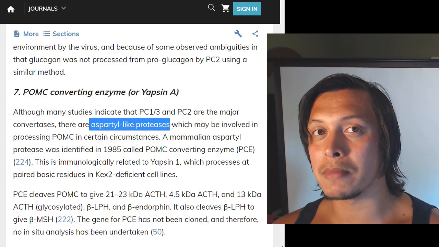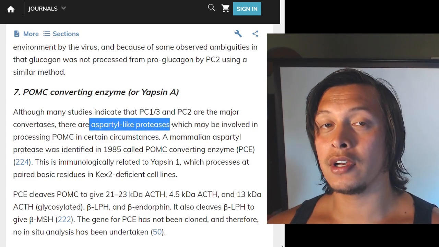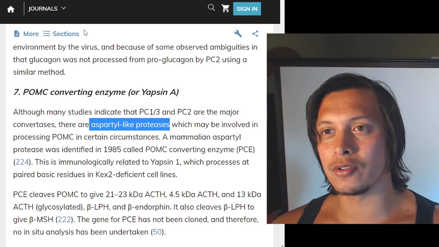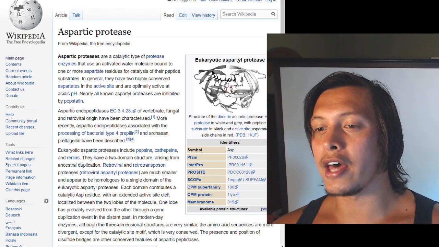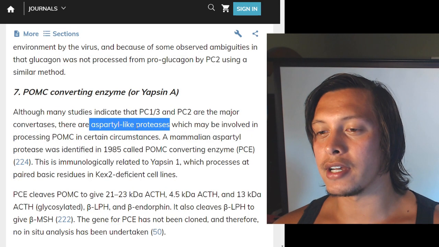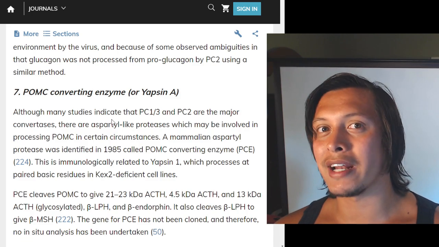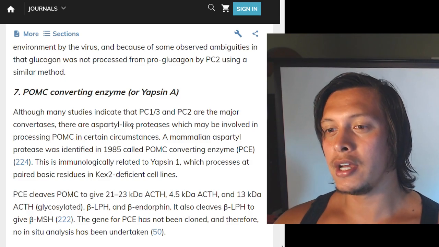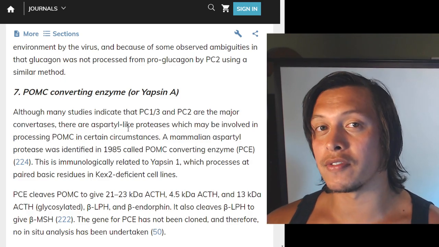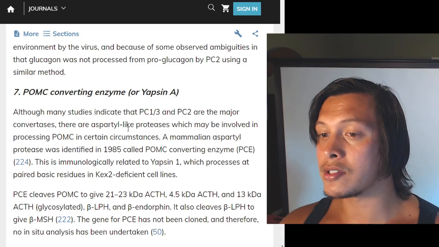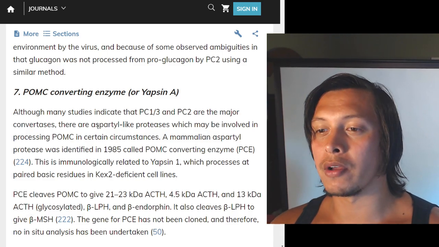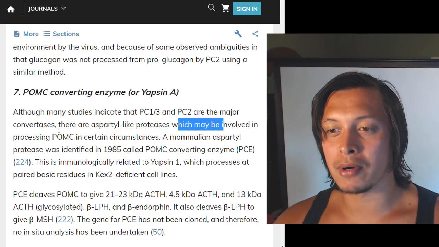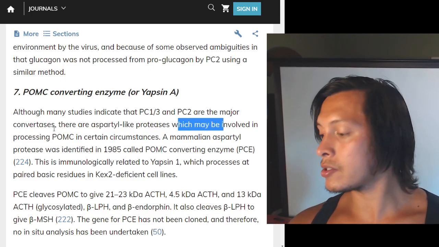So I don't know if that means that they have a different active group. So perhaps there's a family of these things that look very similar, and there might have been a few mutations, so it might not technically fit the definition of aspartyl-like or aspartyl protease, but perhaps it has most of the same functionality. Regardless, that is what they are referring to when they refer to aspartyl-like proteases. And these may be involved in processing POMC in certain circumstances.